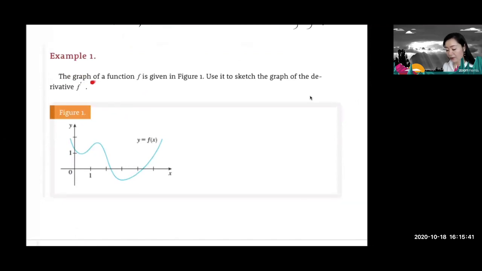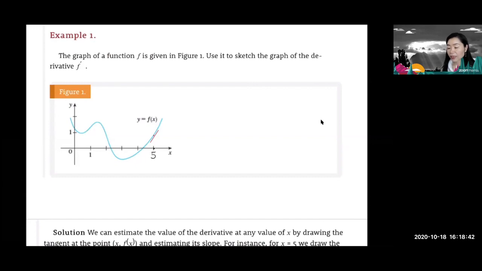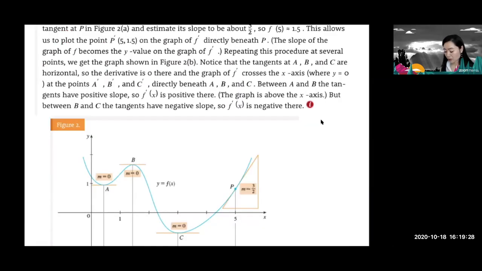This is the graph of the function f. We're going to use it to sketch the graph of the derivative f prime. So remember, the derivative f prime corresponds to the slope of the tangent. So we draw a tangent line when x equals 5 at this point P. We estimate the slope of this tangent is about 3 over 2.